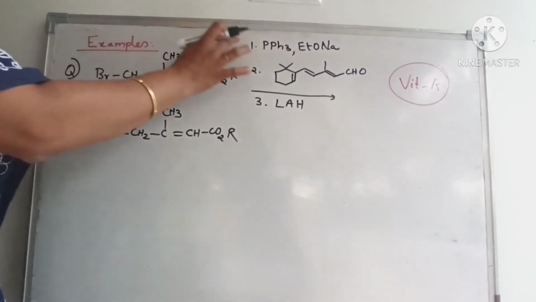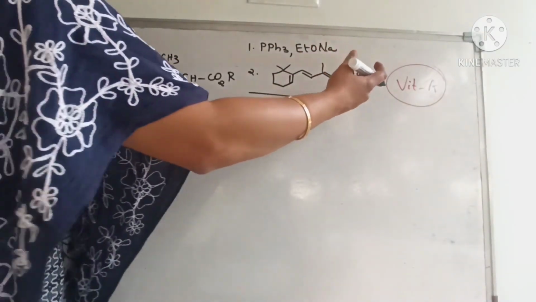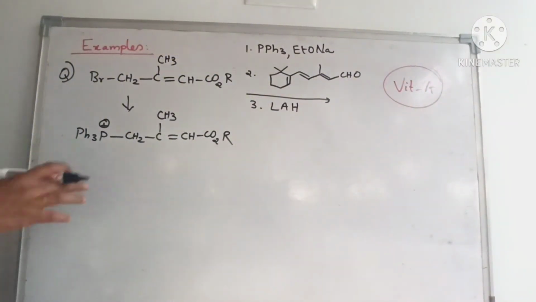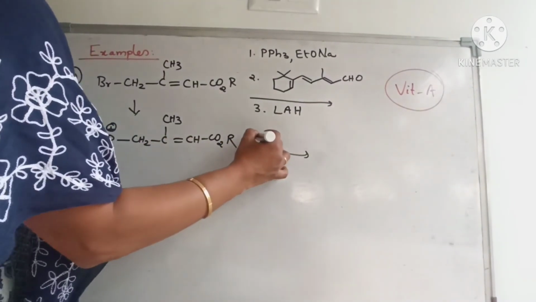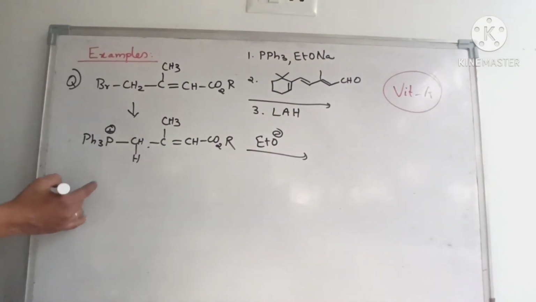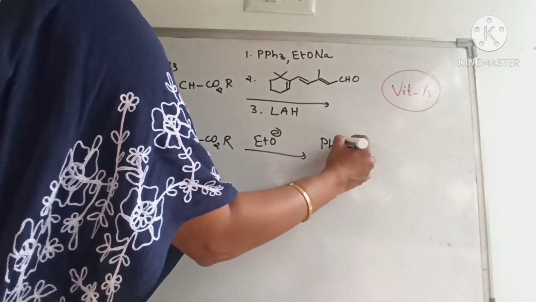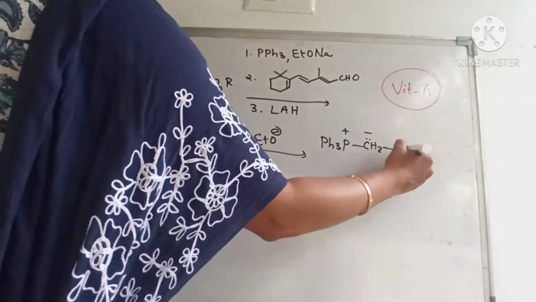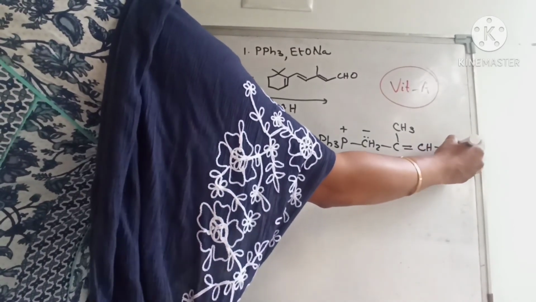So why this particular alkyl bromide is taken? In order to get the vitamin A component. Basically, two synthons are joining over here to get vitamin A. Okay, so this is the thing. Now if you are treating it with a base, ETO minus, what will happen? This hydrogen will be abstracted by the base, generating the phosphorus halide. So you would be getting Ph3P+, CH2 minus and CH3 double bond CH CO2R.